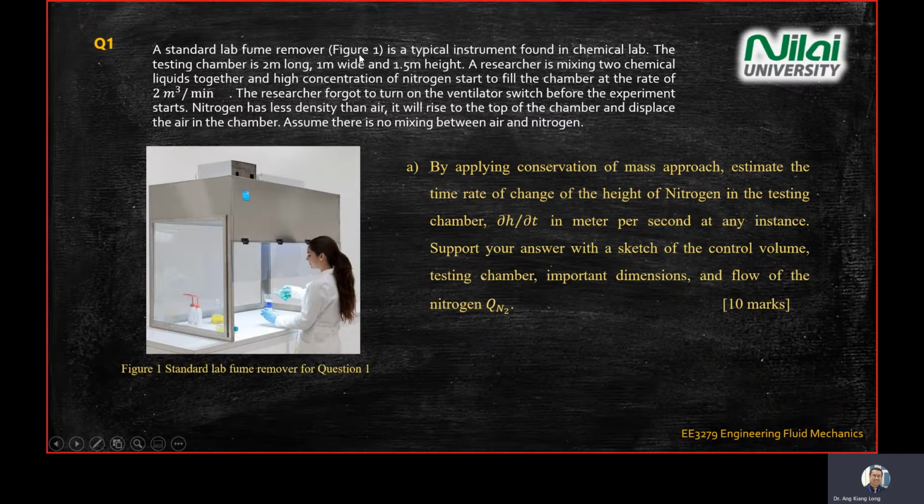If you read the question, a standard lab film remover is a typical instrument found in a chemical lab, and the test chamber is 2 meter long, 1 meter wide, and 1.5 meter high. This researcher is mixing two chemical liquids together, and nitrogen will release into the chamber at a rate of 2 meter cube per minute. The researcher forgot to turn on the ventilator switch before the experiment started, so the gas will accumulate at the top of the chamber.